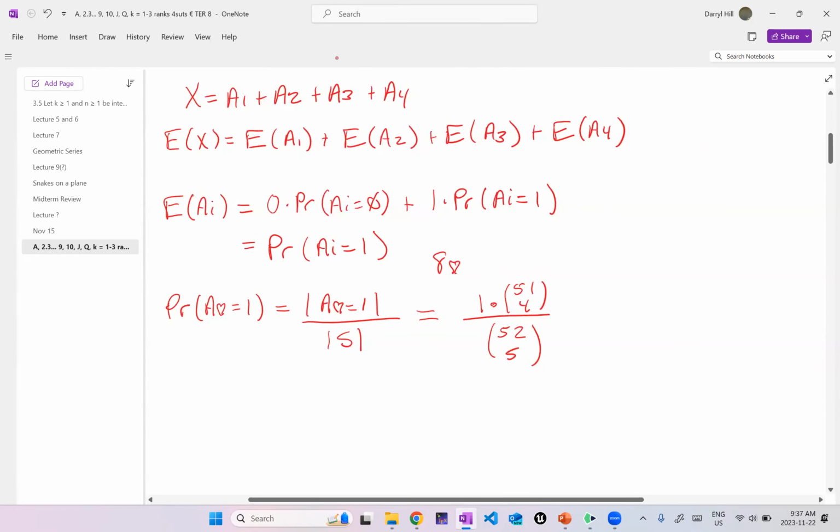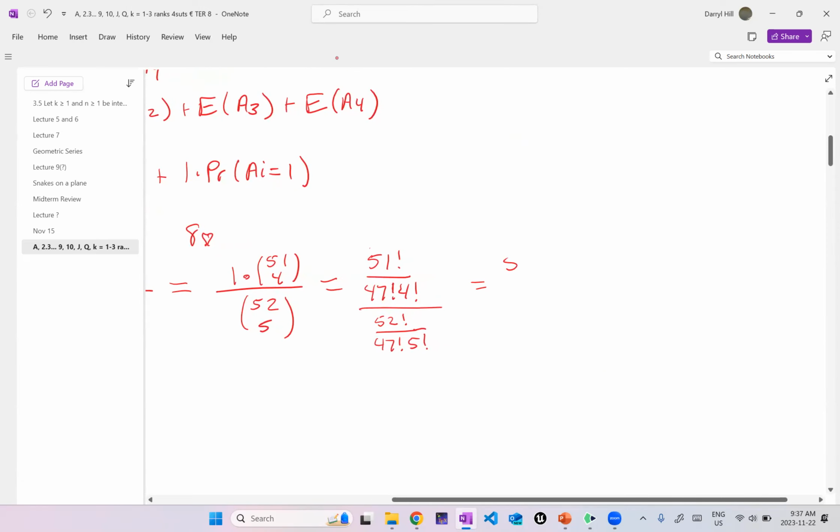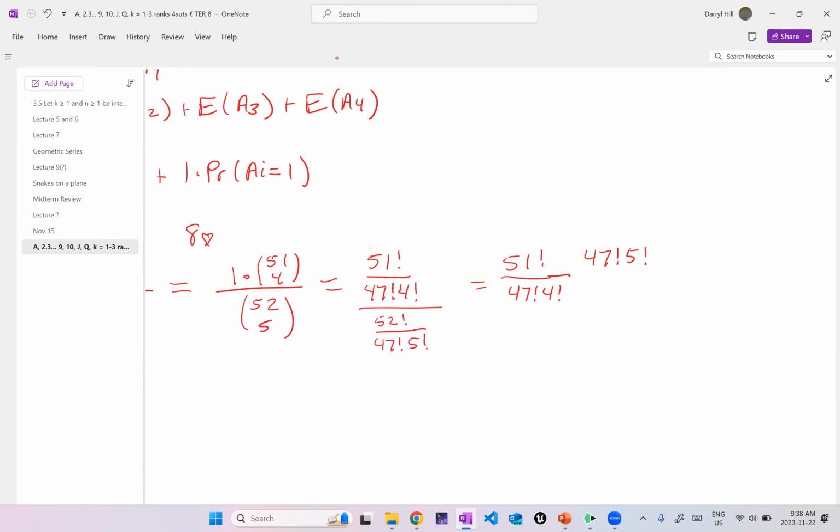Okay, so this is a little bit ugly, but not quite as ugly as what we had before. So let's see if we can do this by hand. Again, these are symmetric, so this is the same probability. This is 51 factorial over, and please let me know if I mess up. That is 51 choose 4, and then 52 choose 5 is 47 factorial over 5 factorial. Okay, and then I'll invert and multiply. So this is equal to 51 factorial, 47 factorial, 4 factorial, times 47 factorial, 5 factorial over 52 factorial.